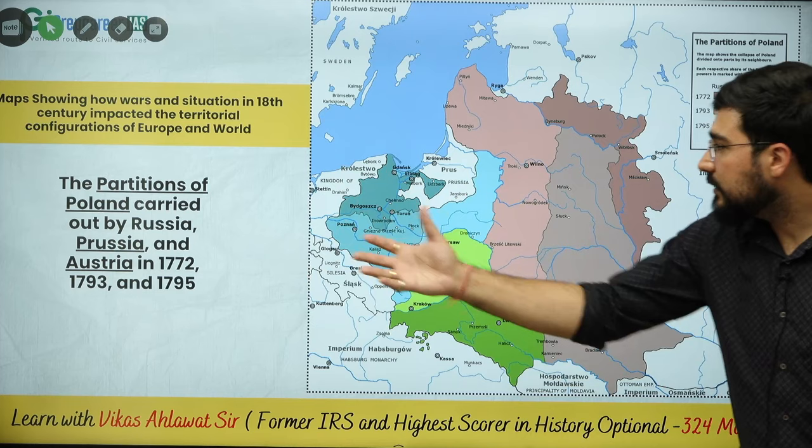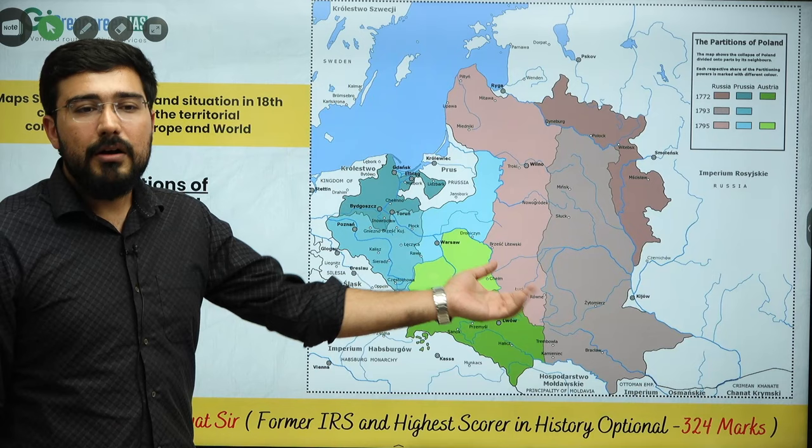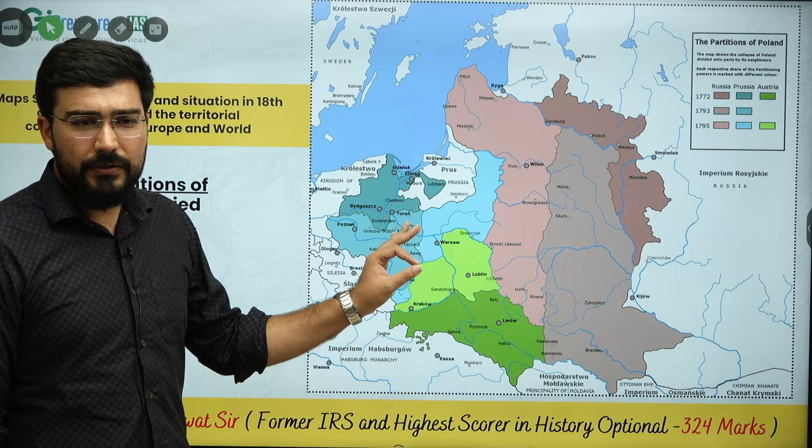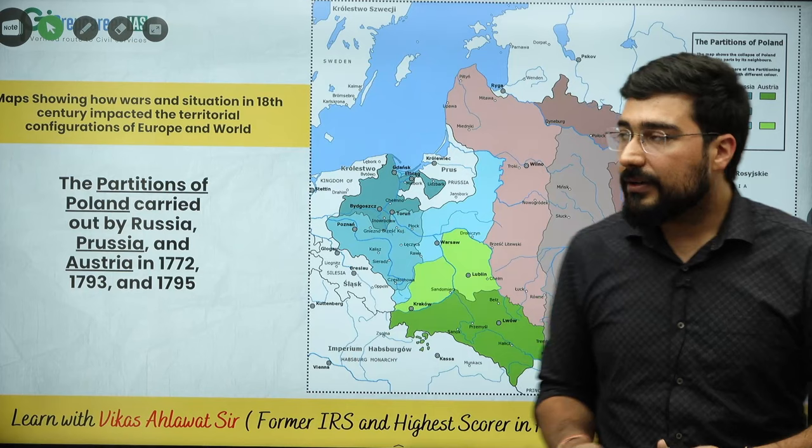So in the 18th century, when the French Revolution started, even at that point of time they were busy partitioning Poland. Initially, none of these powers took too much interest in the French Revolution, because what was going on was, just give us Poland's territory. Okay? This was going on between these bigger powers. So please remember, the partition of Poland was also one of the important events.